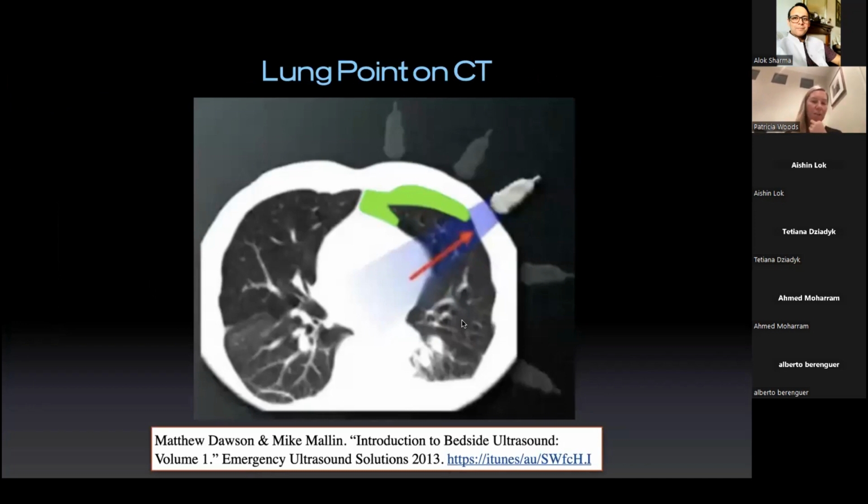Matt and Mike are friends in the US. They did some amazing podcasts in the last decade or so. And again, this is just showing an adult version of a CT, to help you visualize this cushion of air that's there, separating the parietal and visceral pleura.